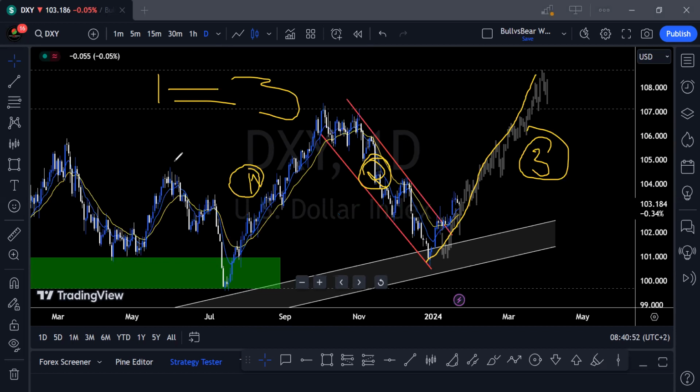So 1 is equal to 3 means that your previous impulse from here to here will happen again from here. It will be the same thing. This until here and this until here will always be the same.